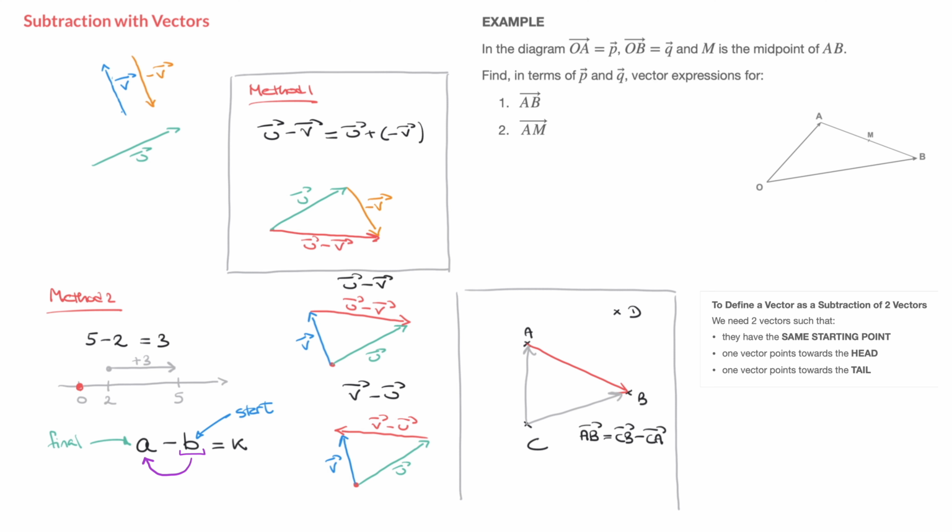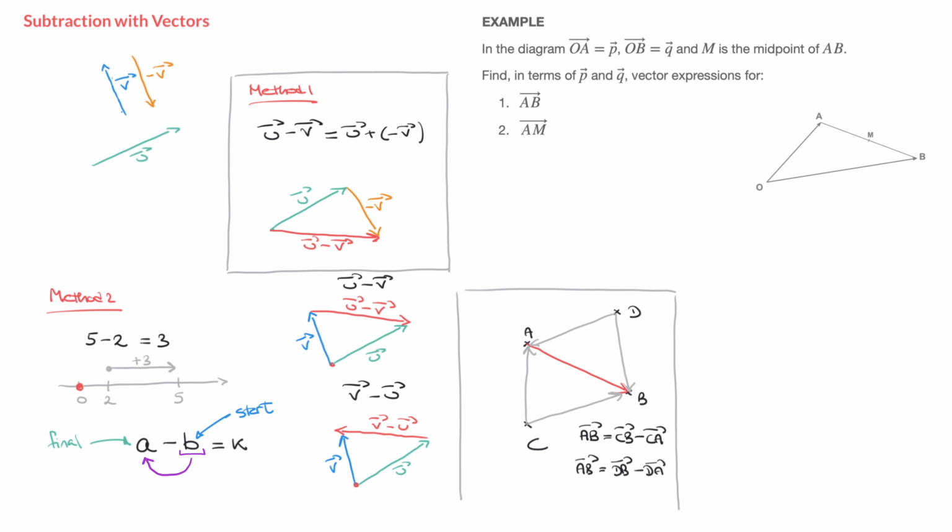But in a similar way, we could have also said that this vector AB is equal to vector DB minus vector DA, since again, these two vectors have the same starting point, D, and DB points towards the head of AB, and DA points towards the tail. So we could also write AB equals DB minus DA. And being comfortable with this type of result is very important, as it often appears in exam questions.